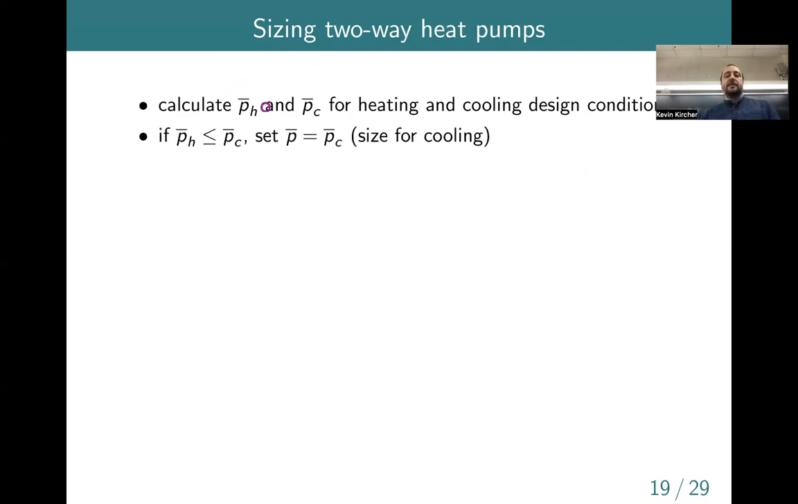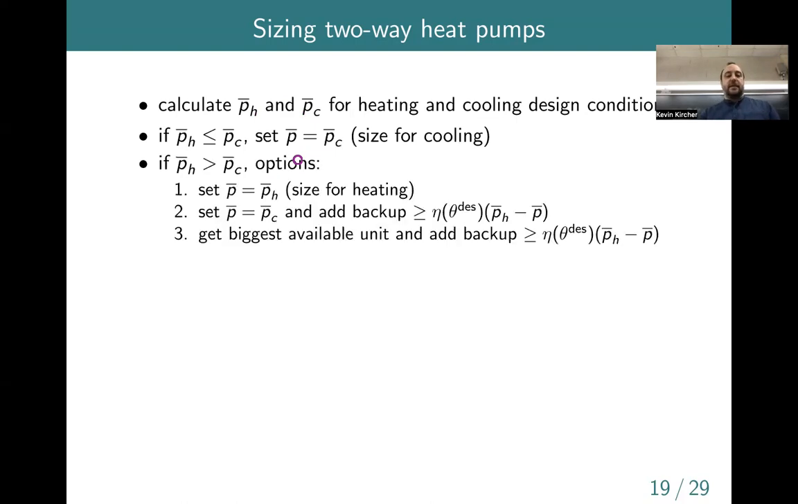So basically, to start, you want to do the sizing calculations both for heating and for cooling. That's the same process I just outlined. And then if your heating demand is less than your cooling demand, you pretty much just size for cooling. Now, if your heating demand is greater than your cooling demand, then you've got a few options. One is you just get a gigantic heat pump, size it for heating, and then you just accept that you're going to be way oversized for cooling.